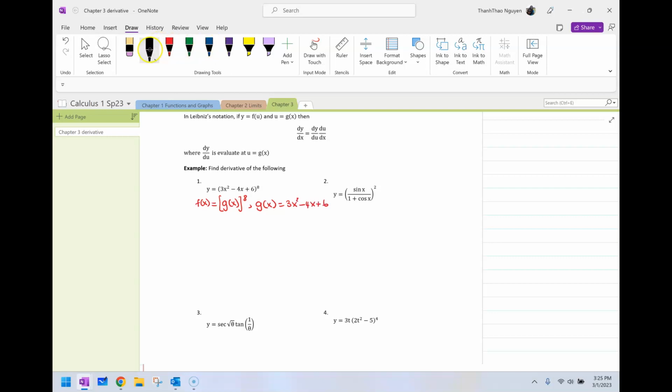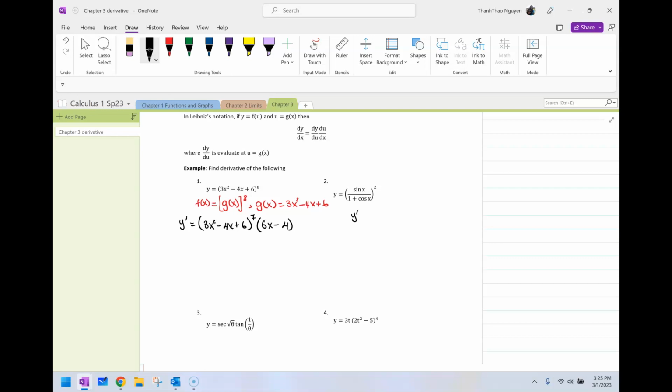So take the derivative of the outer function. So y prime is equal to 8 times g of x to the 7. So 8 times 3x squared minus 4x plus 6 to the 7, multiplied with the derivative of the inner function, 6x minus 4.